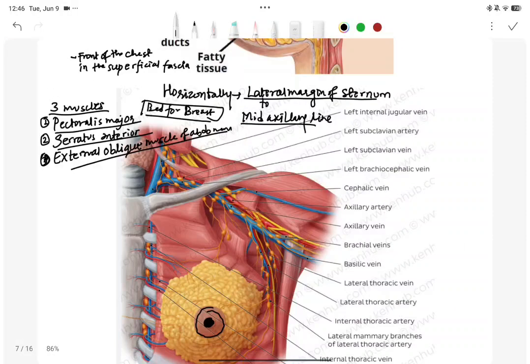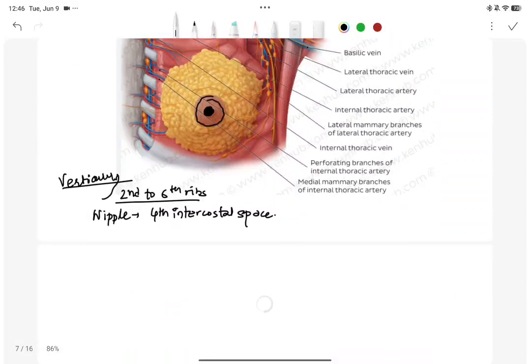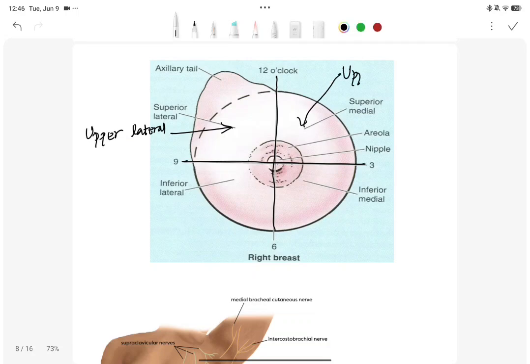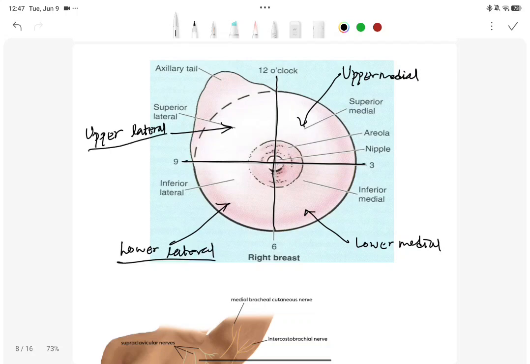Now the breast is divided by two lines into quadrants. This is the upper lateral quadrant. This is the upper medial. This is the lower medial, and there is the lower lateral. So the breast is divided into quadrants in this way.